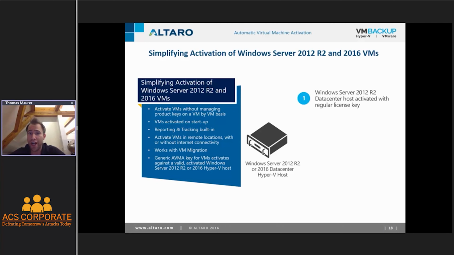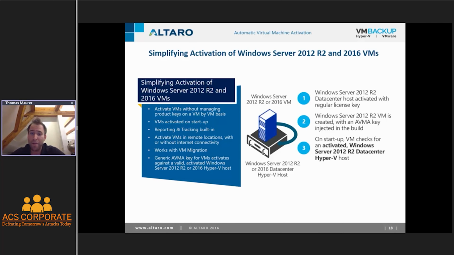So what it basically does is, automated virtual machine activation checks if the host is activated. So if the physical Hyper-V host is activated running Windows Server 2012 R2 or 2016 Data Center Edition, then you can use that feature. So what you basically do, you create a virtual machine running 2012 R2 or 2016, standard, data center, whatsoever, and you inject that special key. You can see that key on the Microsoft website. And if the physical host is activated, the virtual machine will start up, check for the activation status, and it will automatically activate the virtual machine as well.